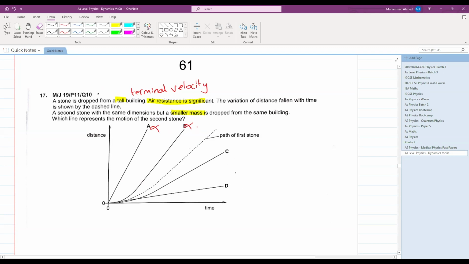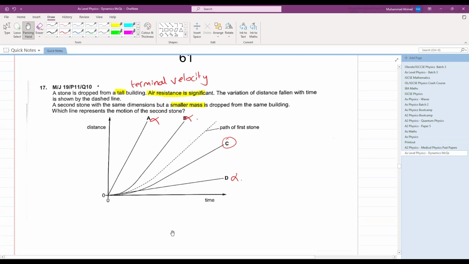So either D will be your option or C will be your option. D cannot be your option because can you see D is a straight line throughout? No, it cannot be your option. C can be your option because C is initially a curve and then it becomes a straight line, signifying terminal velocity, and also C is lower than the dotted line. This means your mass is smaller. Perfect. Let me check it. Yeah, in the marking scheme as well, 61 is the answer, C.